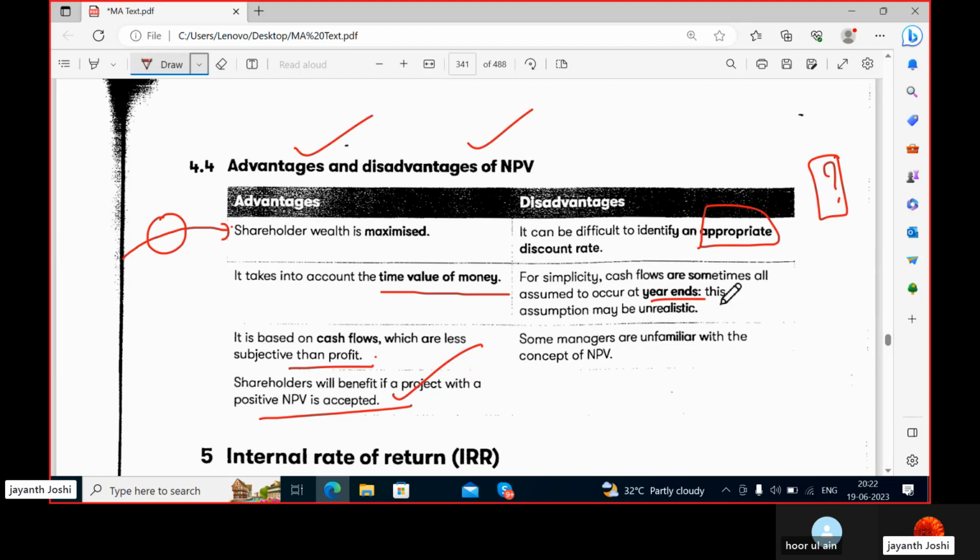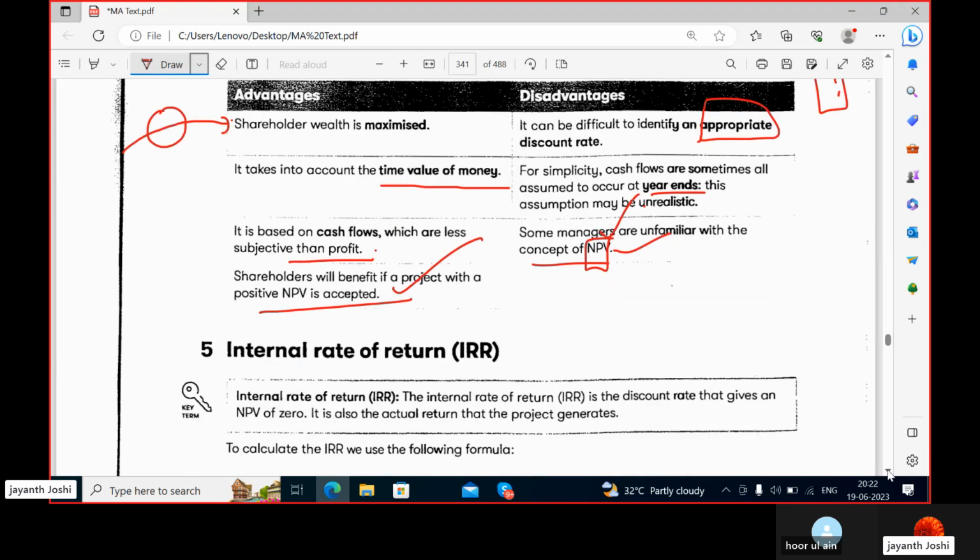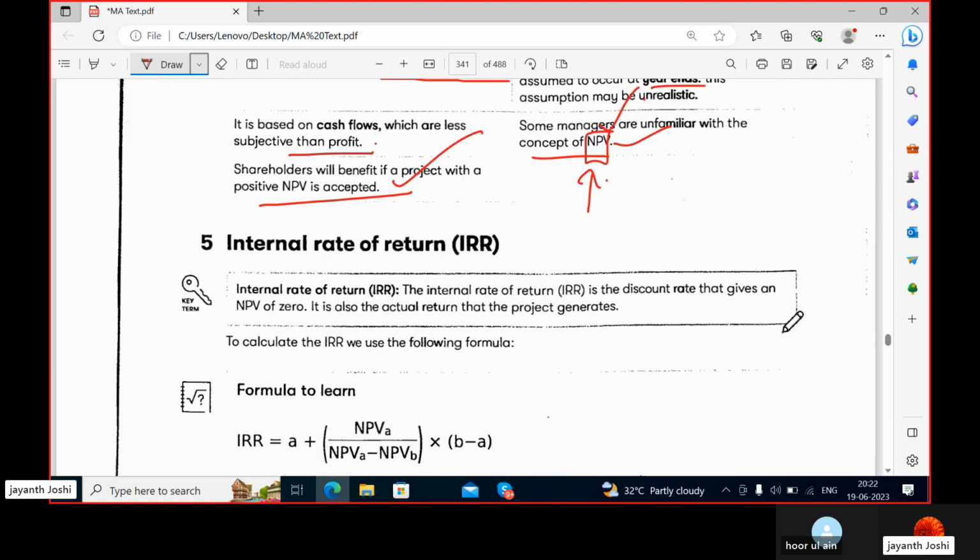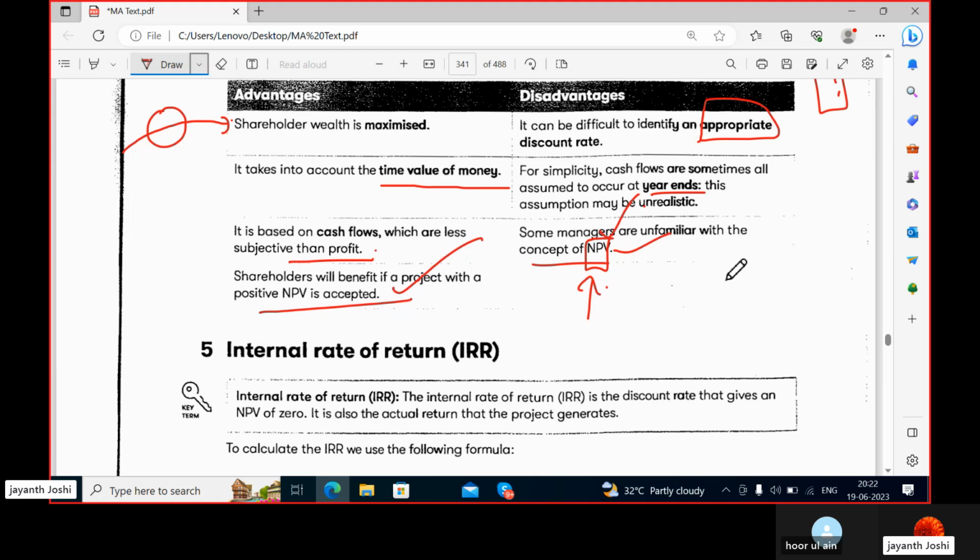That can be the case. Some managers are unfamiliar with the concept of NPV. That's not good. Why? Because only a financial manager understands this particular method technically. Others have no idea. So somewhat, this is a puzzle for many of the people who are new to the world of finance. Even the investors also don't properly understand the positive NPV or negative NPV rule.